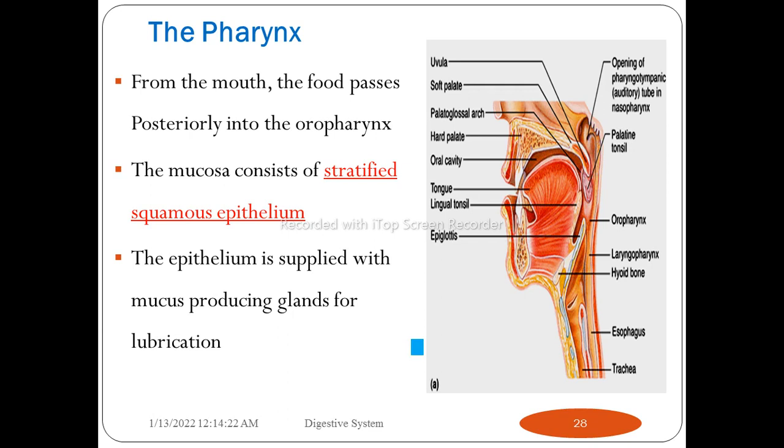The next organ of the digestive system is the pharynx. From the mouth, the food passes posteriorly into the oropharynx. The mucosa consists of stratified squamous epithelium. So the food passes posteriorly into the oropharynx. The oropharynx is made up of stratified squamous epithelium. The epithelium is supplied with mucus-producing glands for lubrication. So the oropharynx is found here, around here.